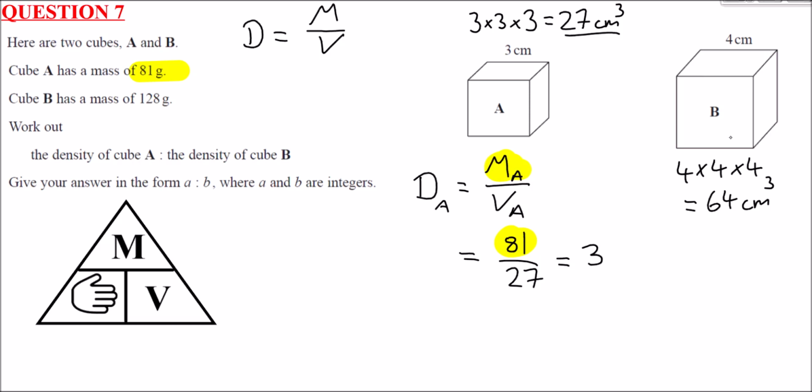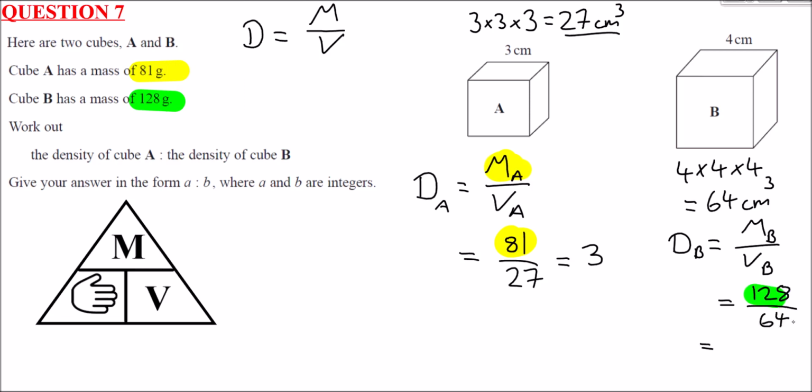We now do the same for cube B. So the density of cube B, mass of B divided by the volume of B. For mass of B, it says in the question, luckily again, it's 128. So that's going to be 128 divided by 64.